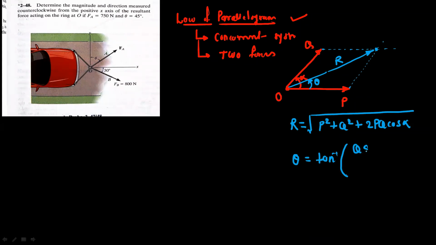This is Q sin alpha upon P plus Q cos alpha. So when we use Q in the numerator, we will get this angle theta with respect to P. And if you use P in the numerator, then you will get the angle with respect to force Q. So by using this formula, we can find out the resultant for this given system.